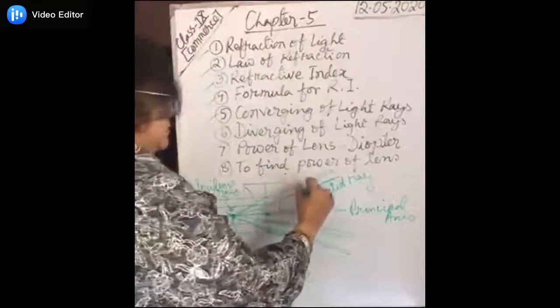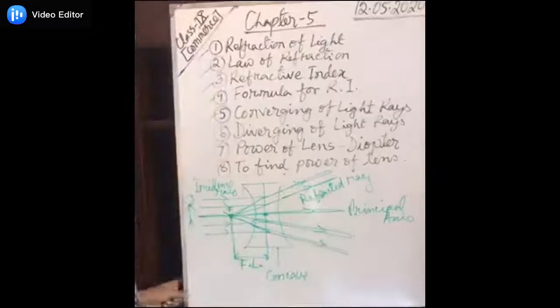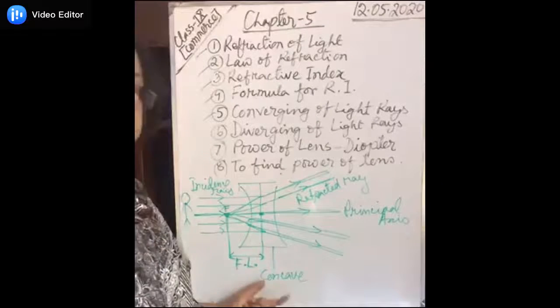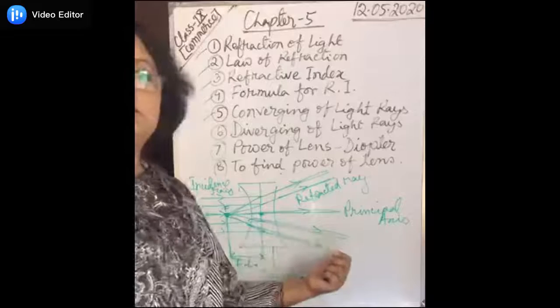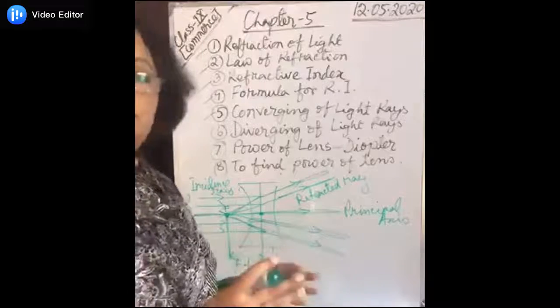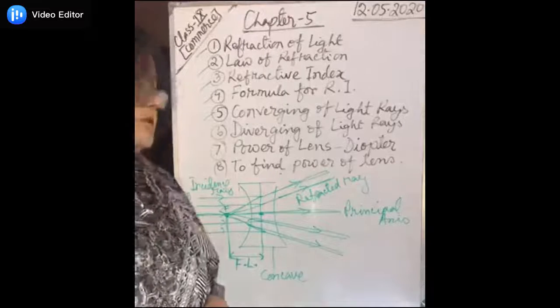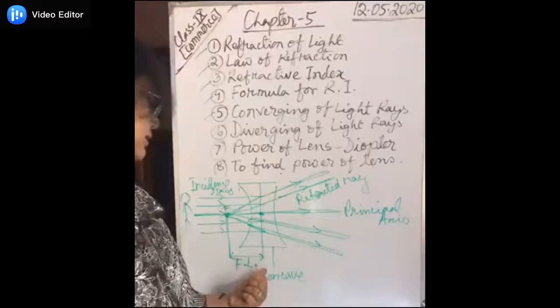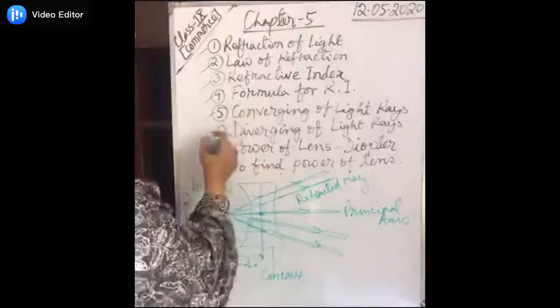Okay, those are all traveling in this way, and when light falls on the lens, the rays come out on the other side without staying parallel. They have to go far away from one another, and this phenomenon is called diverging of light rays, and it occurs in a concave lens. Okay, that is the diverging of light rays.